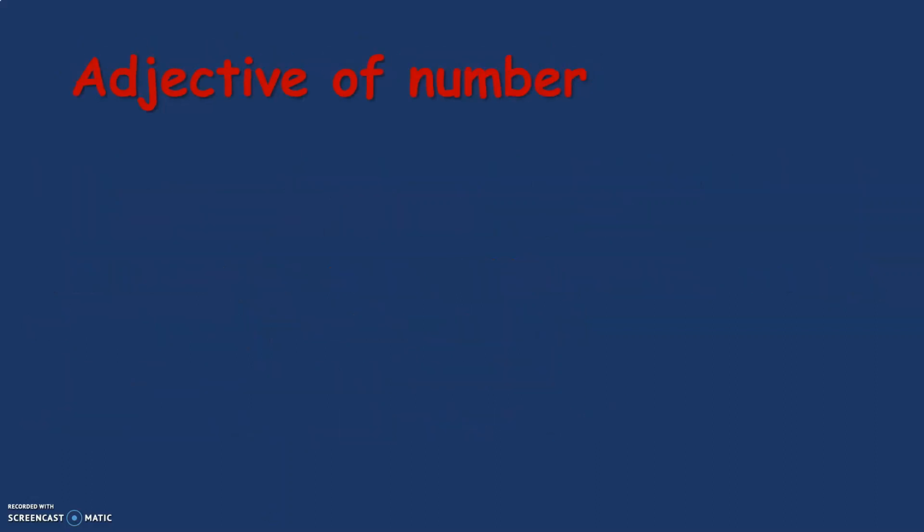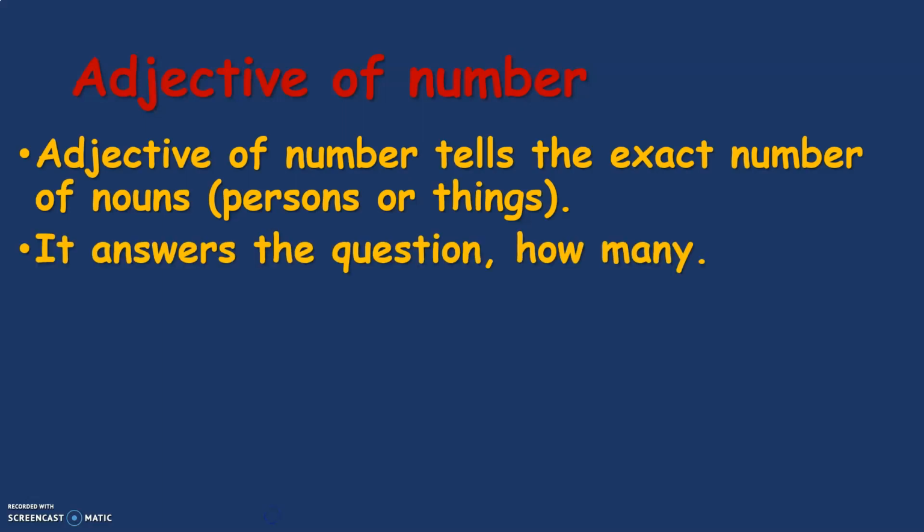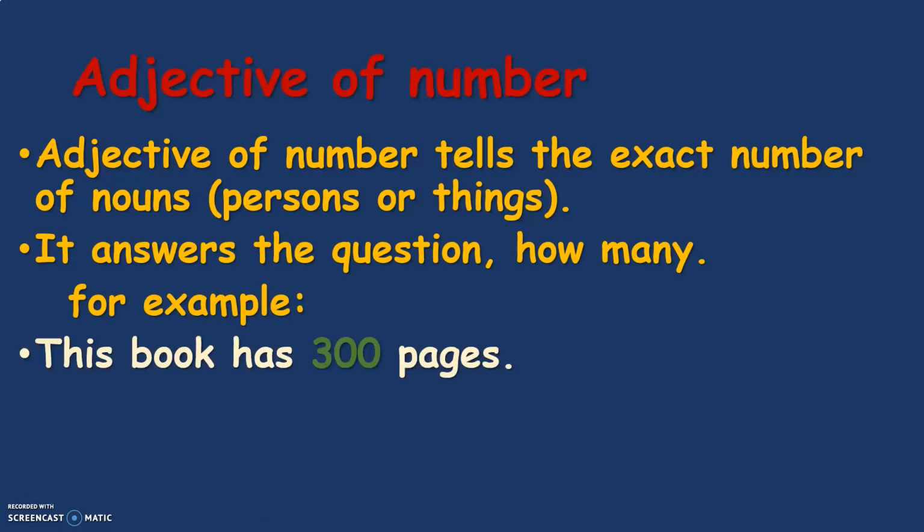Now, adjective of number. Adjective of number tells the exact number of nouns. It answers the question how many. For example, this book has 300 pages. Adjective of number tells the exact number. I have one pet. So here, one is the adjective of number.